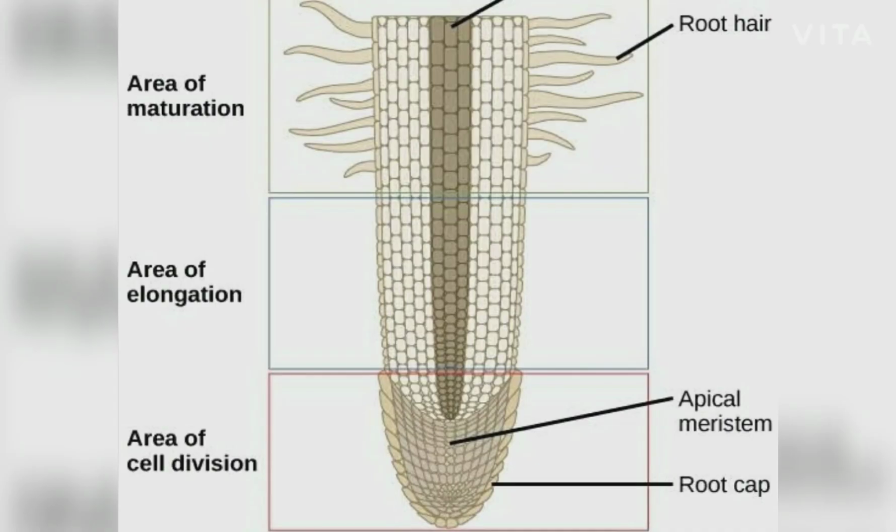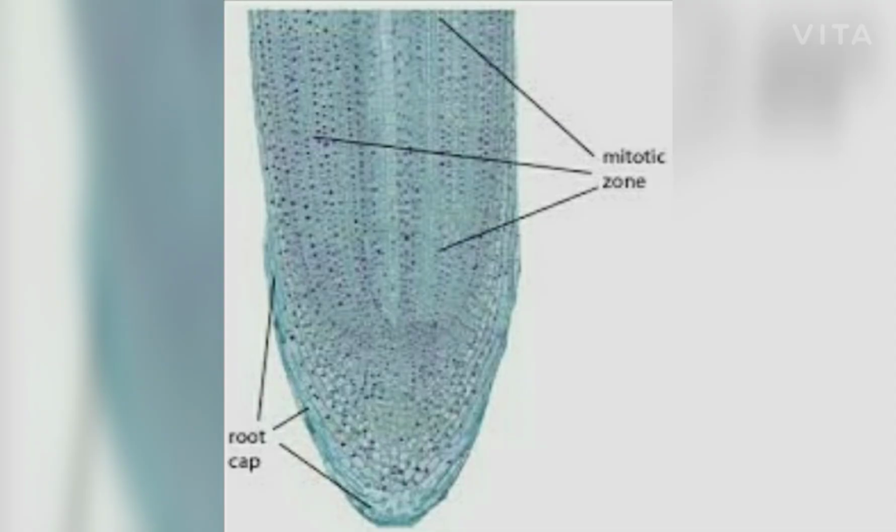So coming to the various regions of the root system, there are three main areas: area of cell division, area of elongation, and area of maturation. Our point of interest is only the area of cell division, wherein we can observe the different phases of mitosis. So that part should be taken for our mounting to observe the various stages of mitosis.